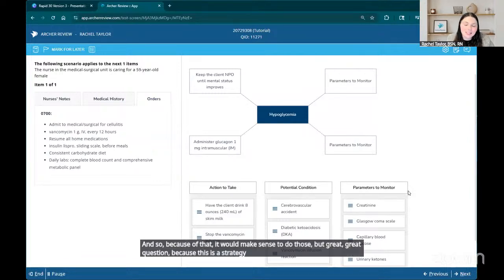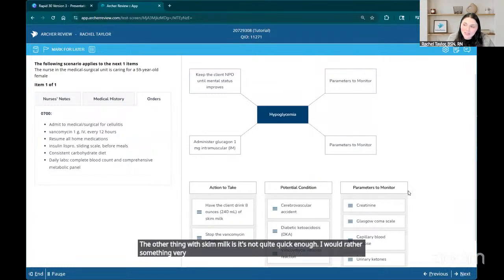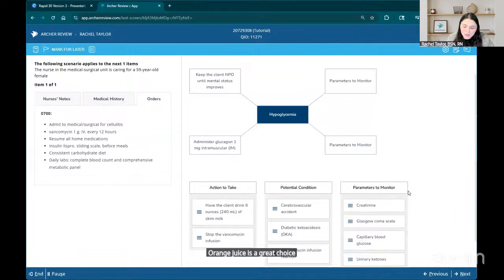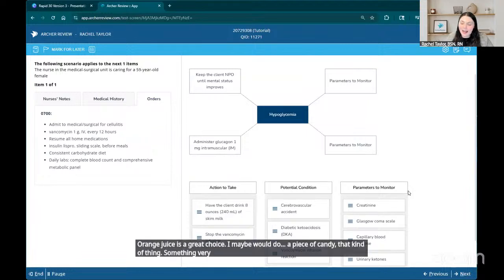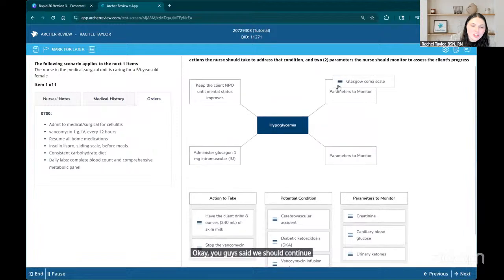Do they make sense together? The other thing with skim milk is it's not quite quick enough. I would rather something very quick acting if they had a safe swallow. Orange juice is a great choice. I maybe would do a piece of candy, that kind of thing. Something very, very quick acting. Okay, you guys said we should continue to watch that GCS.